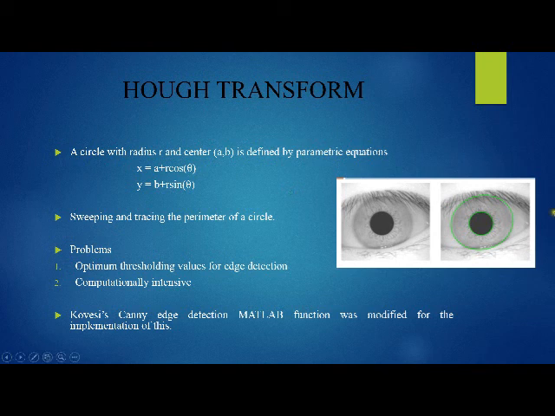This way the Hough transform is used to trace the boundary of the iris and the pupil as shown in this image over here. A few problems, however, with the Hough transform are that the thresholding has to be perfect, such that there aren't too many edges detected. Another problem is that it's computationally intensive and takes more time. So for my project, I decided to modify the Canny edge detection function, which is done by Kovesi, and implement it.